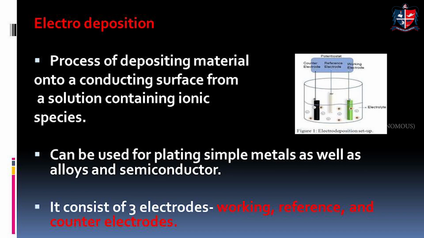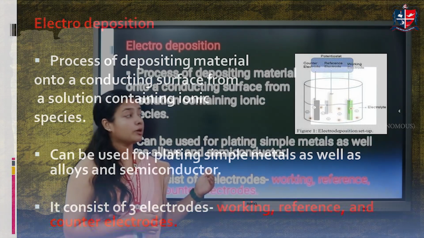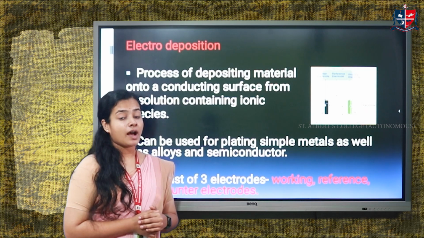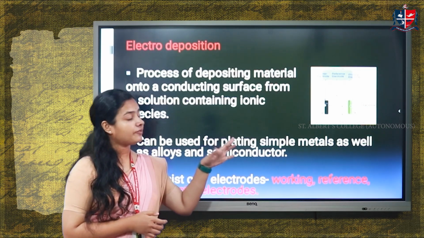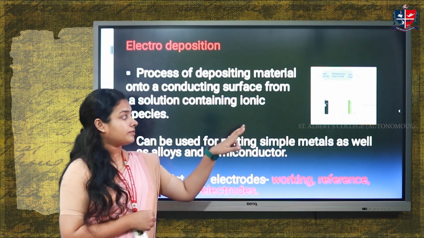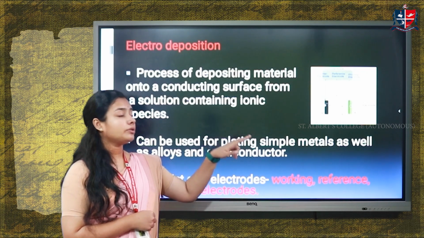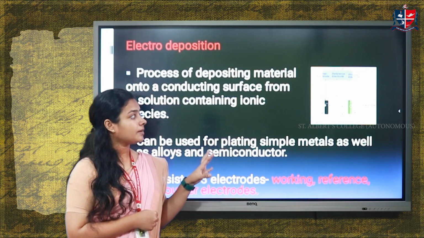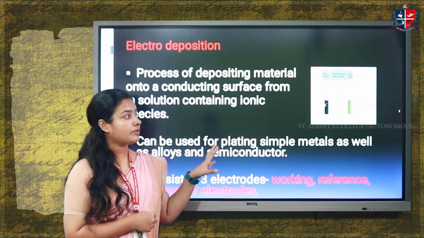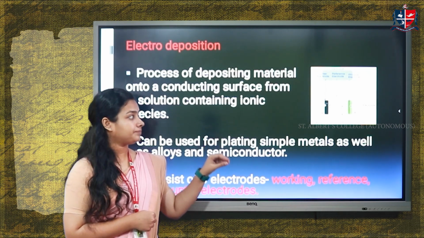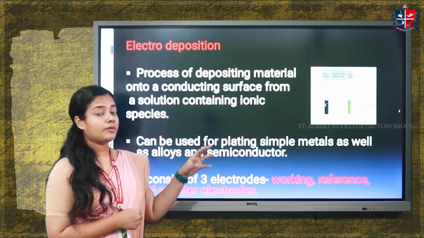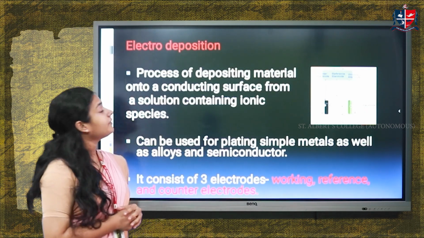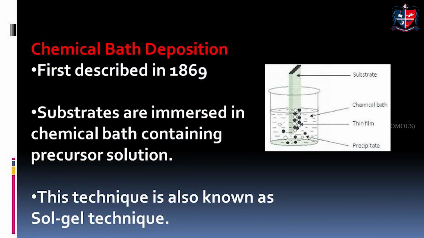So this anode will start to give its Cu2+ to the SO4 2- ion present in the electrolyte and will finally vanish. And the Cu2+ will start to plate above the cathode. So this is the method by which we are coating some metals above an electrode by the method of electrode deposition. Next we have chemical bath deposition.